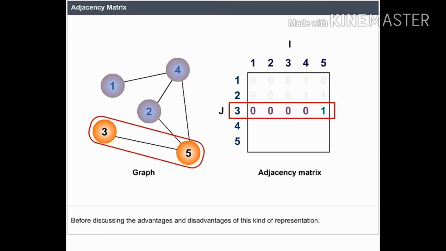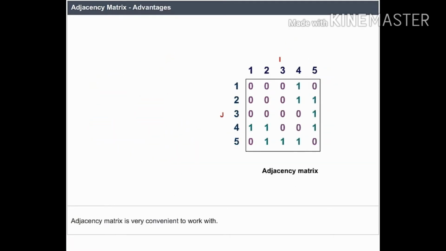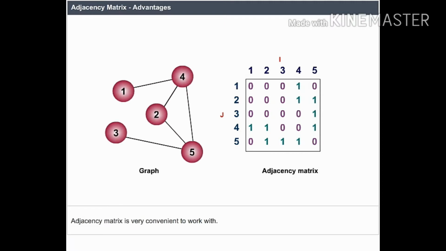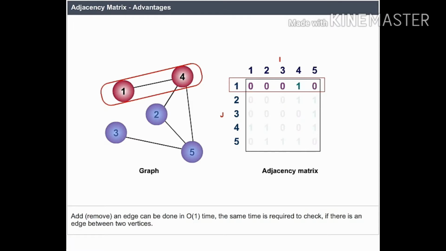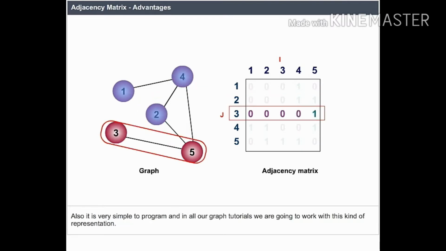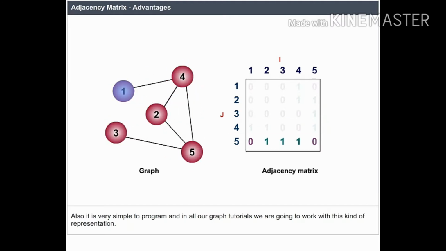Before discussing the advantages and disadvantages of this kind of representation. Advantages. Adjacency matrix is very convenient to work with. Adding or removing an edge can be done in O(1) time. The same time is required to check if there is an edge between two vertices. Also, it is very simple to program, and in all our graph tutorials we are going to work with this kind of representation.